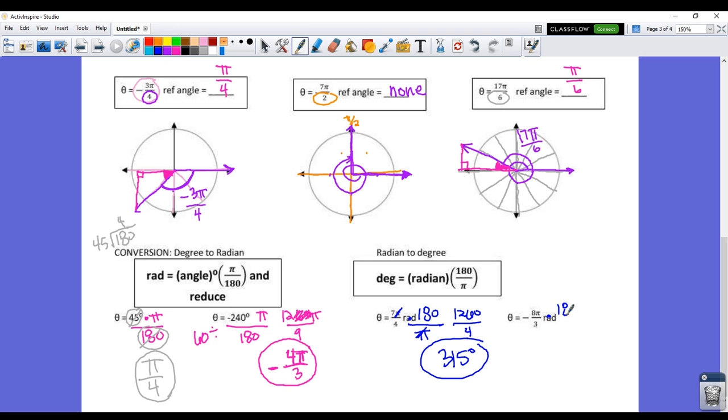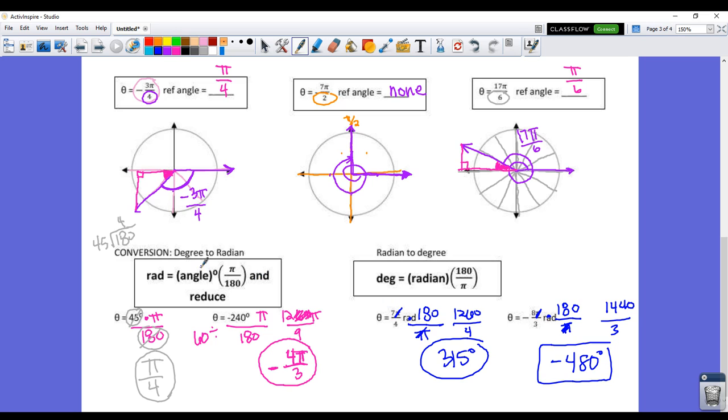So when we're going from a radian to a degree, we multiply by 180 and divide by pi. And the pi should always cancel out, as long as there's a pi to begin with. So 8 times 180 is 1440. So 1440 divided by 3 is negative 480 degrees. Our angle started off as negative, so our degree will be negative. If your angle starts as negative, then your answer will be negative also. It's going to be the same.